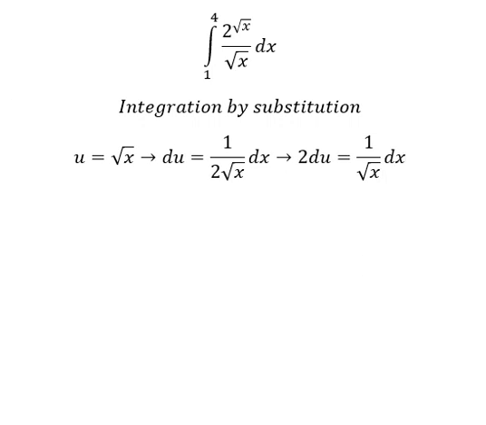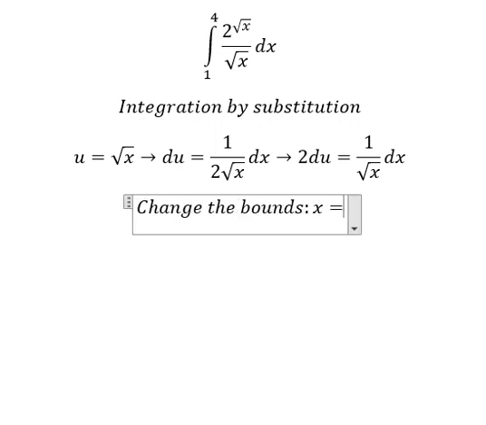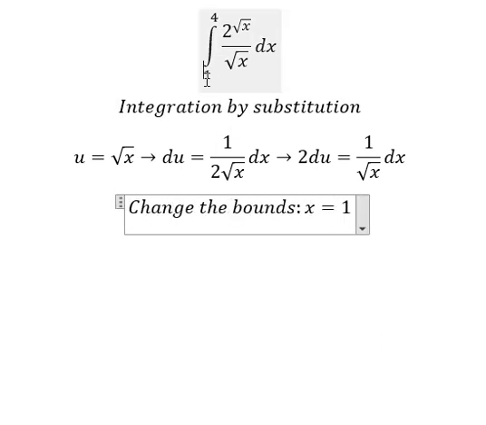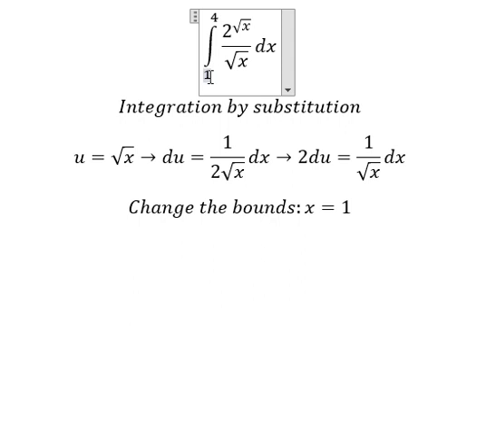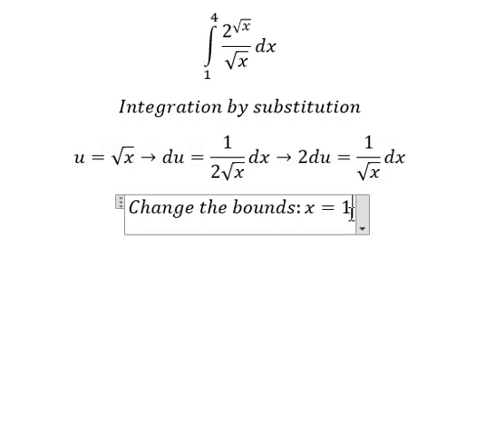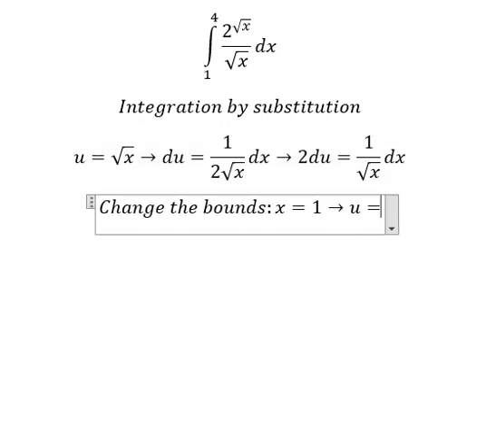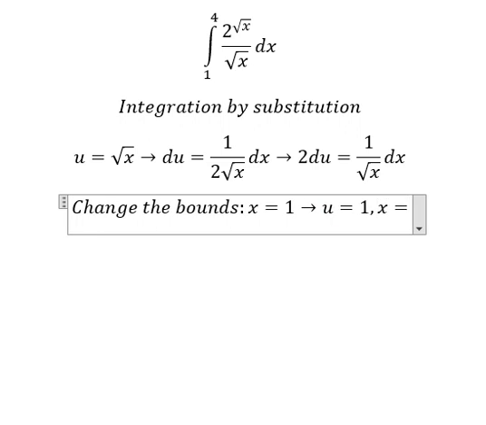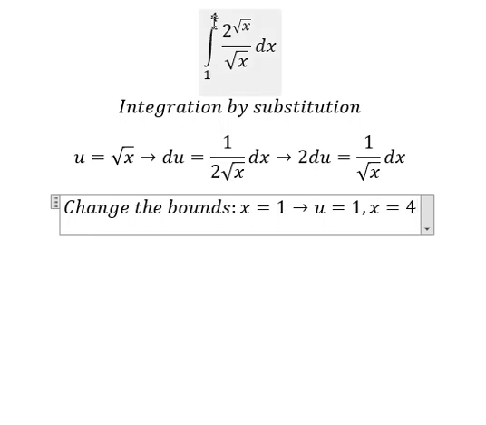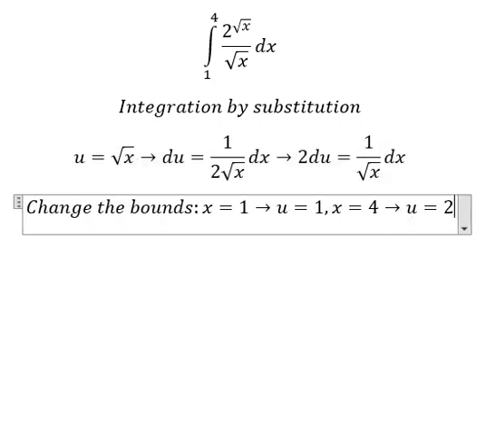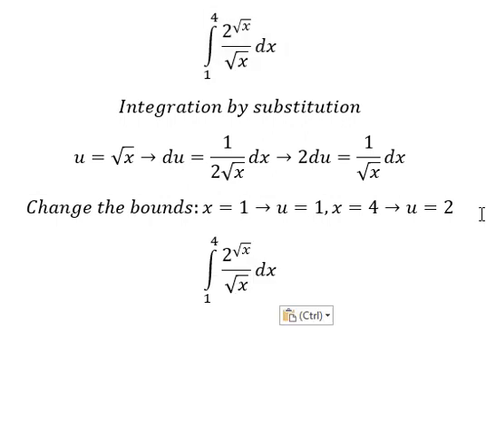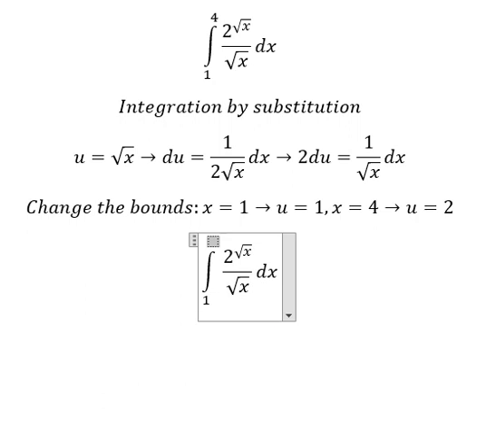Next, we need to change the bounds. When s equals 1, that is from here, so I will put number 1 in here. So we have u equals 1. When s equals 4, we put number 4 in here, so the square root of 4 is 2. So number 1, we keep the same. Number 4 becomes number 2.